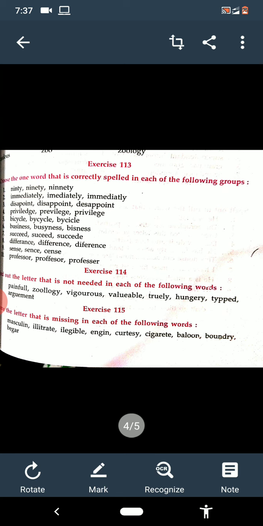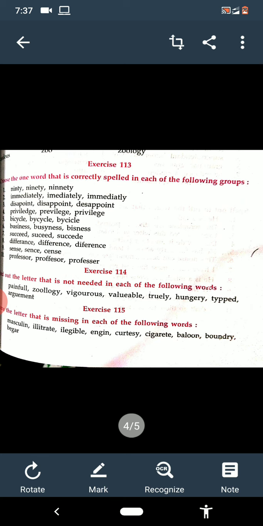See what is there. Choose the word that is correctly spelled in each of the following groups. 3 spellings are given of the one word and out of them one is correct. See number 1. NINTY, N-I-N-E-T-Y, N-I-N-N-E-T-Y. So which one is correct? It is second one, 90. N-I-N-E-T-Y. Okay, you can do this.